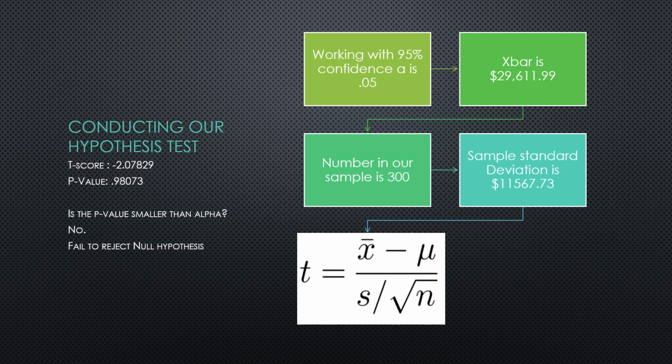But we're going to continue forward because we never know. Just because that number is lower doesn't mean that it won't be able to reject our null hypothesis. And big surprise to no one, we need to know the size of our sample. So we actually sampled 300 people. That is very important to know.